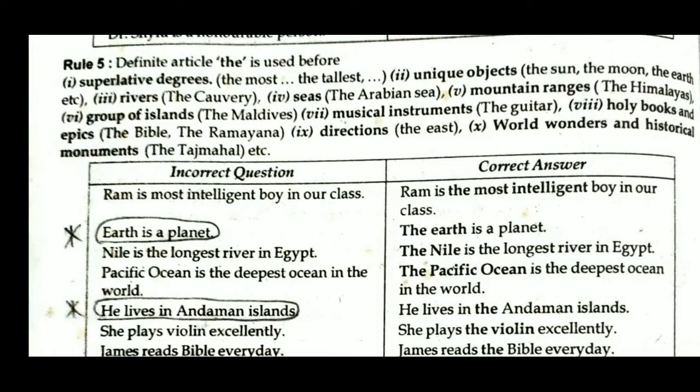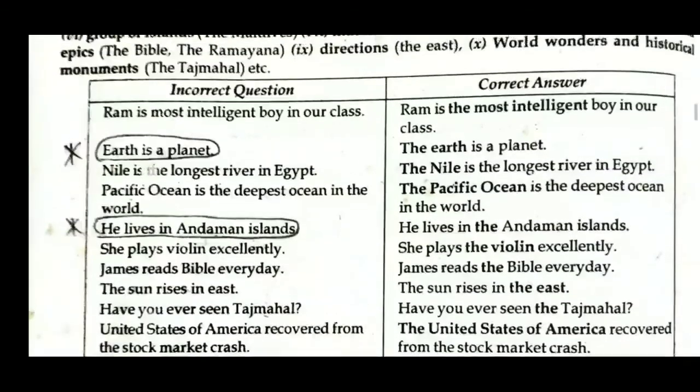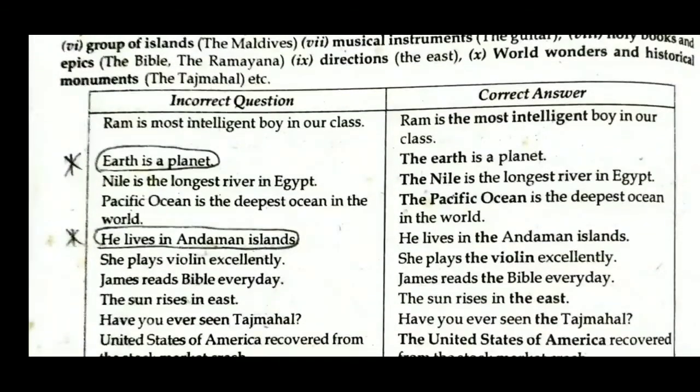Ram is most intelligent boy in our class. What is the error in this sentence? Most, that is a superlative. Whenever you get a superlative adjective form, you have to use the before it. So Ram is the most intelligent boy in our class. The is missing there, so we have to write the.